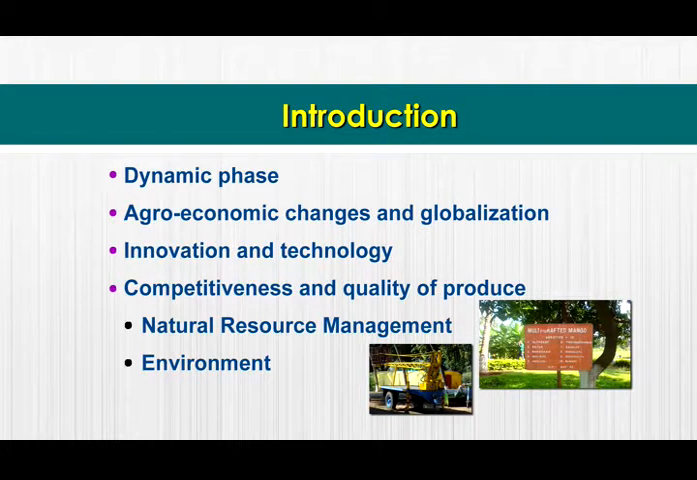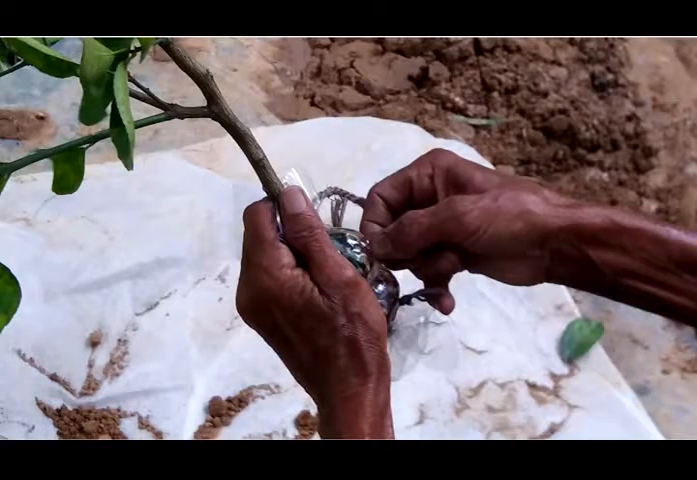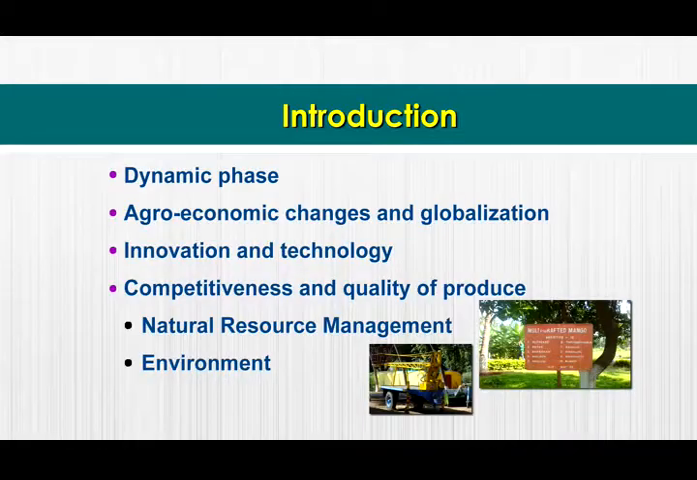You know, the present agriculture is a dynamic agriculture. A lot of changes are taking place in agroeconomic situations, and we are operating in a globalized economy. Innovations and technology are playing a major role in the agriculture sector. Our agriculture production is increasing. We are concerned about producing in a competitive way, and we are also concerned about quality produce. But we also have to address the issues of natural resource management and environment, because in the long term we have to see that profitability and productivity are maintained.